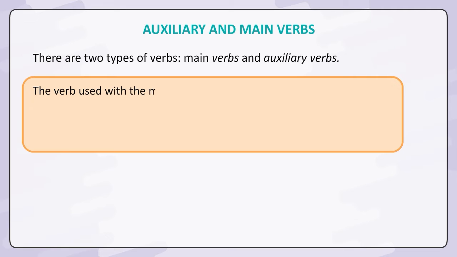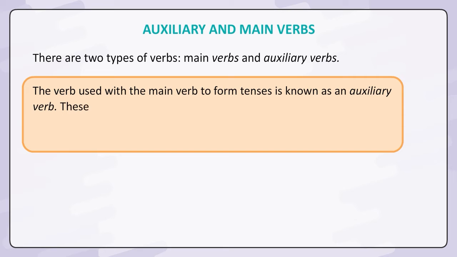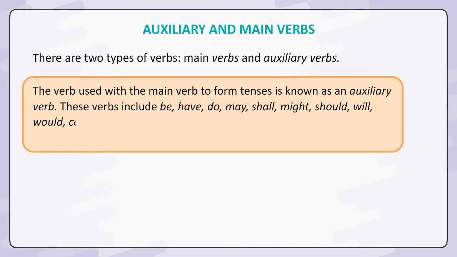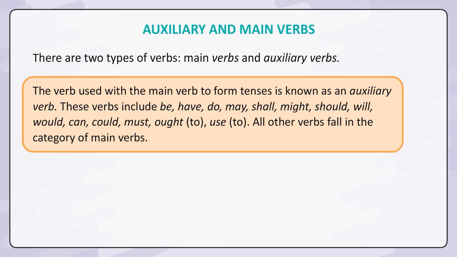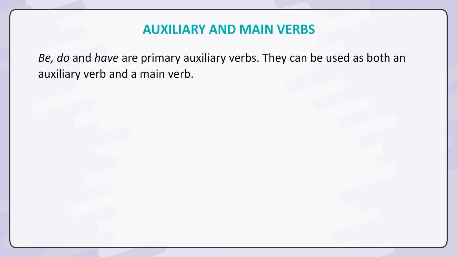The verb used with the main verb to form tenses is known as an auxiliary verb. These verbs include be, have, do, may, shall, might, should, will, would, can, could, must, ought to, used to. All other verbs fall in the category of main verbs. Be, do, and have are primary auxiliary verbs. They can be used as both an auxiliary verb and a main verb.